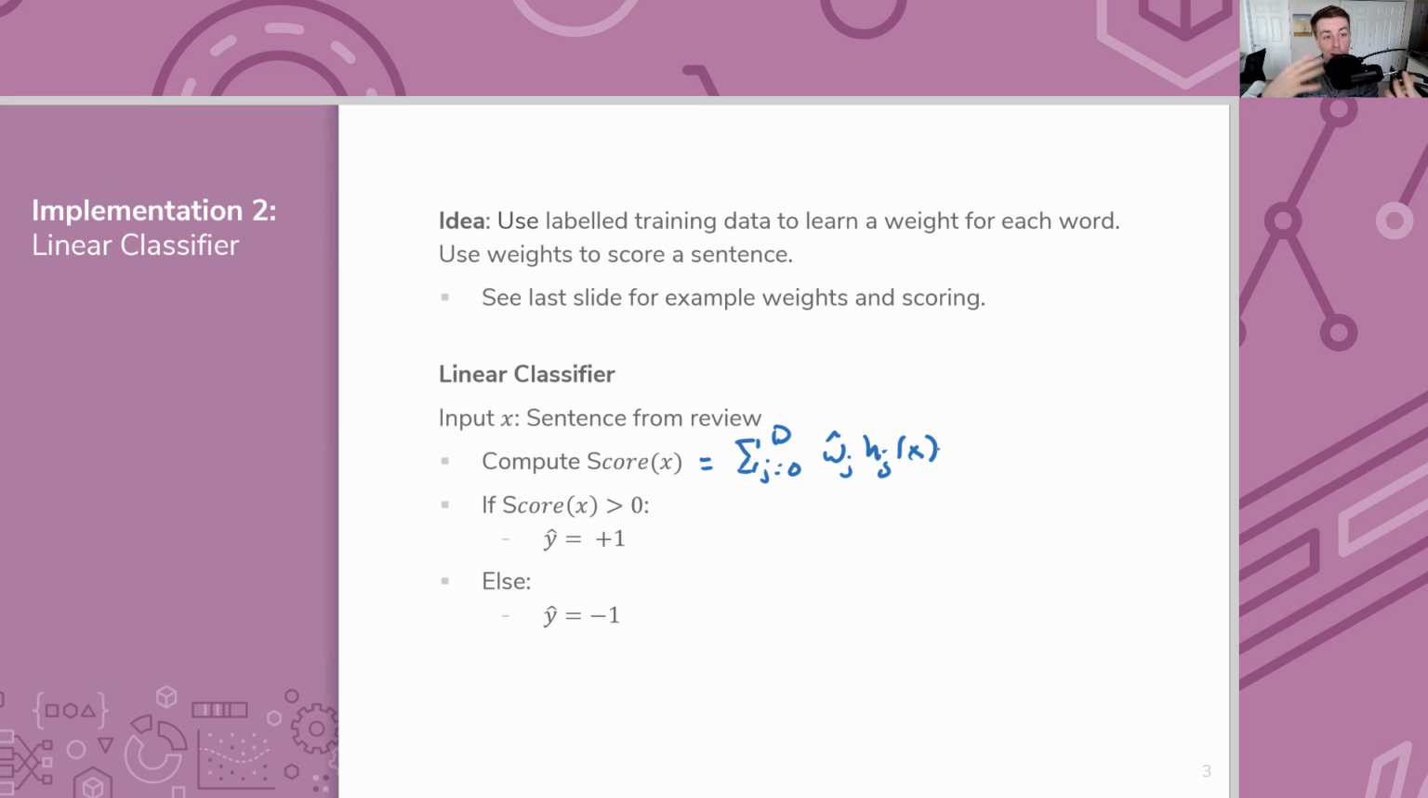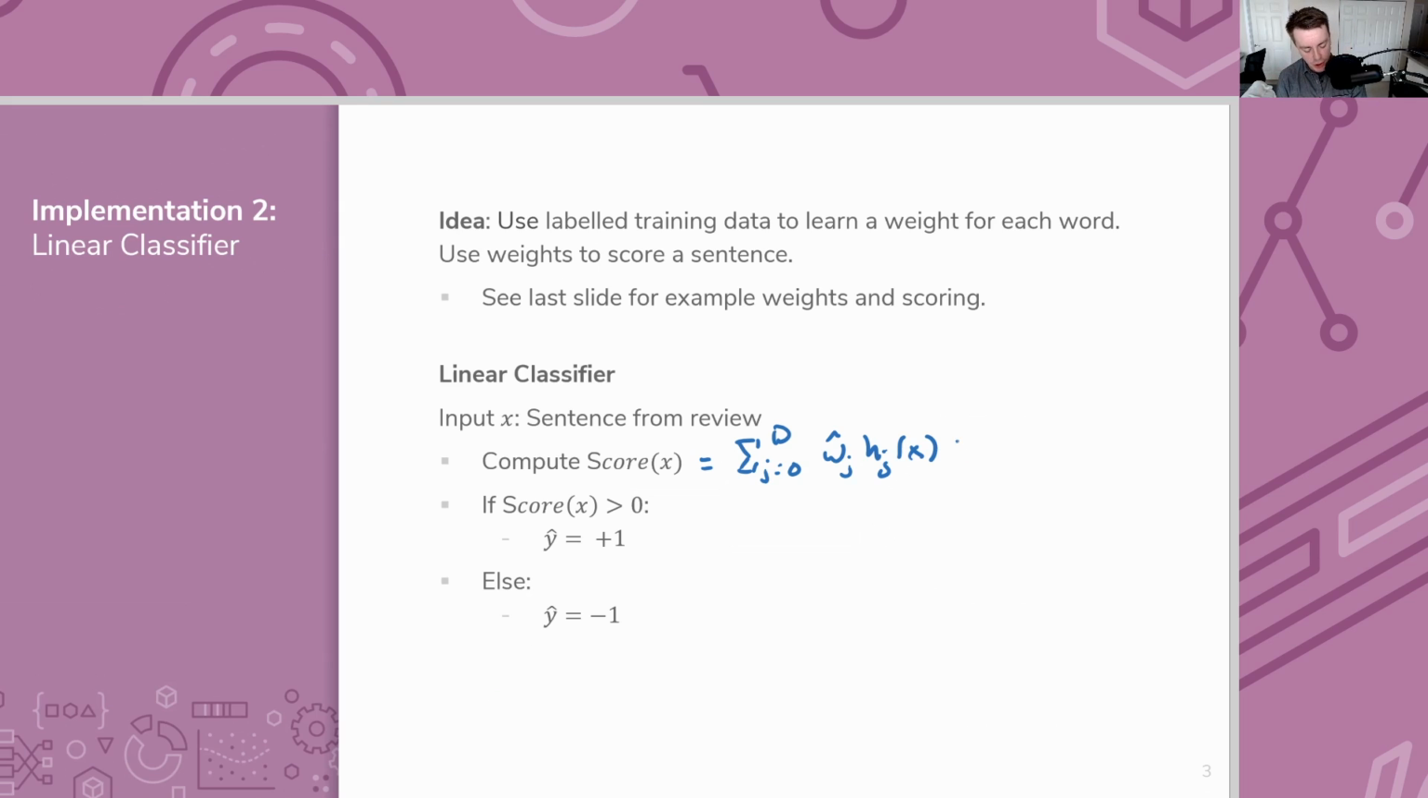The trick then is, how do we learn these coefficients? Scores for positive sentiment reviews tend to be high, while scores for negative sentiment reviews tend to be low. So if the score is positive, we want it to predict positive, and if the score is negative, we predict negative.